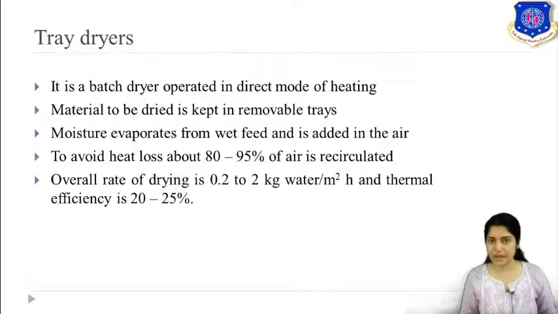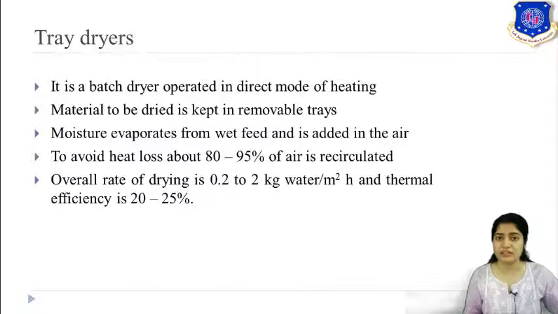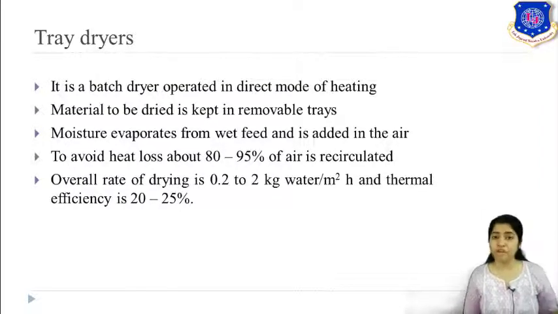Now, moisture evaporates from the wet feed as air is added. To avoid heat loss, about 80 to 95% of your air is recirculated. Of course, you are using hot gas, and to conserve energy you do recirculation of the gas. However, it is preferred that you use fresh gas, but then heat loss would be there. The overall rate of drying is 0.2 to 2 kg water per meter square hour, and your thermal efficiency is about 20 to 25%.